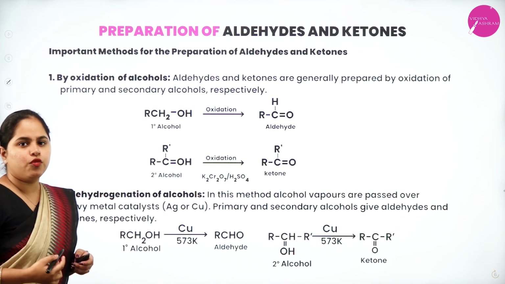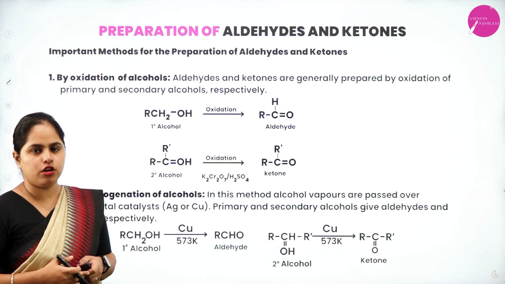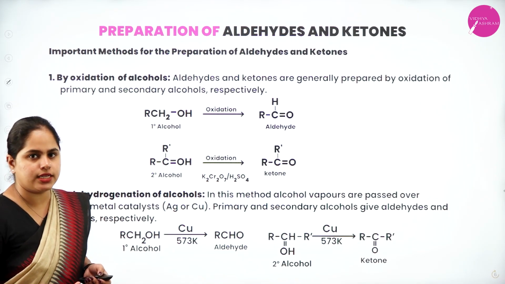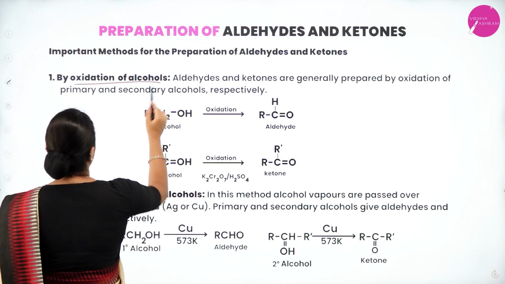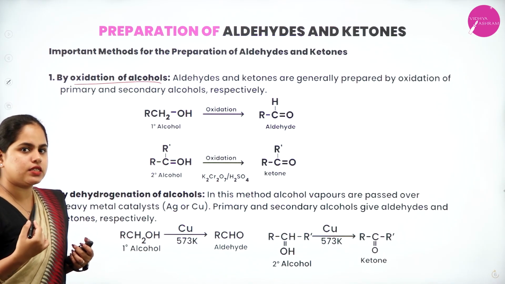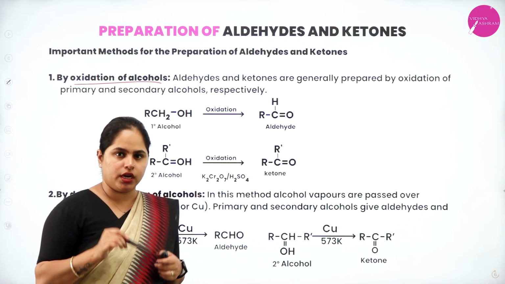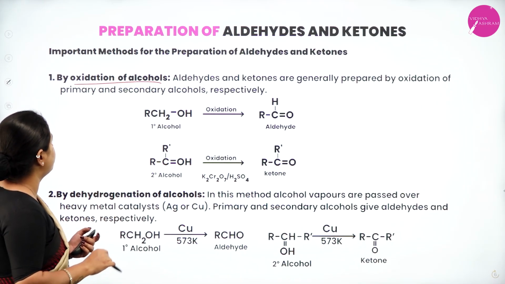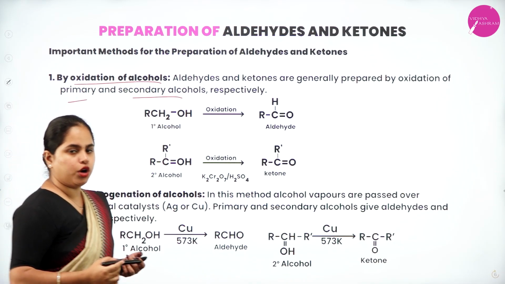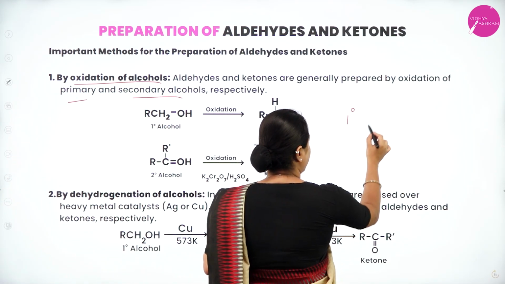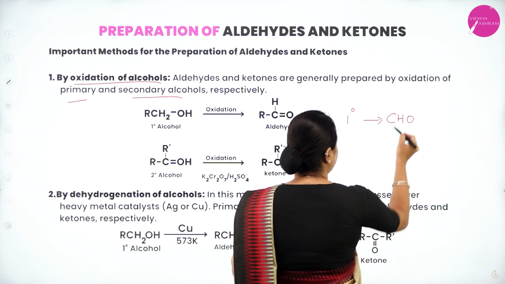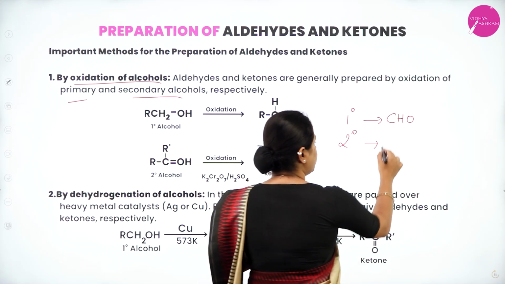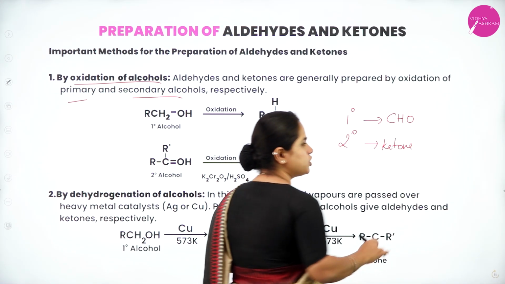Clear? Now we are moving on to the different methods of preparation of aldehydes and ketones. These methods can be used for the preparation of aldehydes as well as ketones. The first one is by the oxidation of alcohols. Oxidation means either addition of oxygen or removal of hydrogen. So here we are going to remove hydrogen. Aldehydes and ketones are generally prepared by the oxidation of primary and secondary alcohols. What you have to remember is, if you are using a primary alcohol undergoing oxidation, you are going to get an aldehyde. If it is a secondary alcohol, you are going to get a ketone. So this you have to remember.